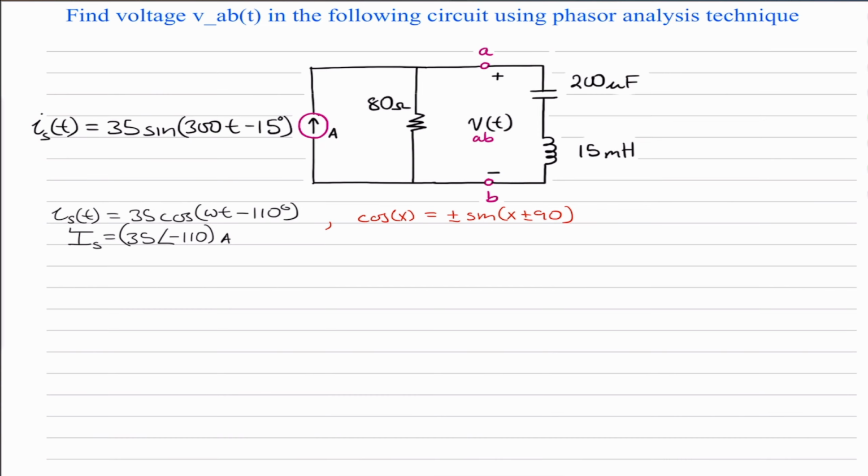The relationship that allows us to move from time to phasor domain is that a signal x of t that is equal to A times cosine of omega t plus theta can be transformed into the phasor domain, and whenever that transforms to the phasor domain, the phasor counterpart of x of t is equal to A times the complex exponential e to the j theta, which is also equal to A with an angle of theta.